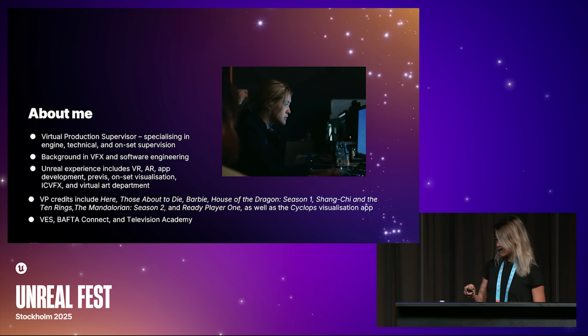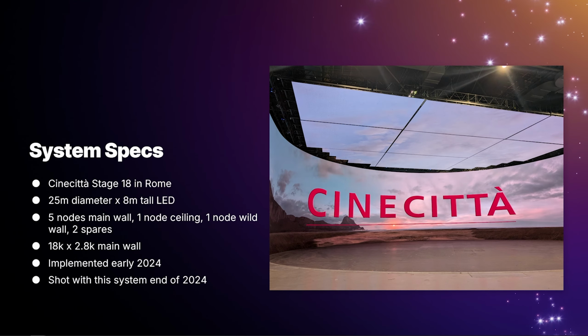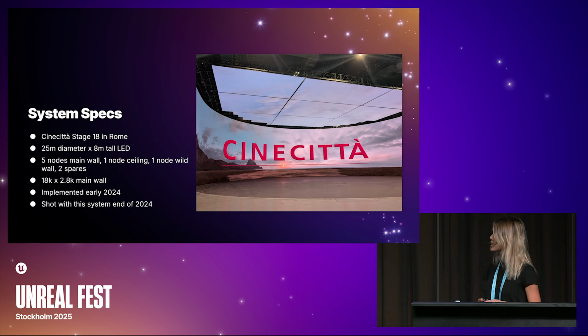So the system that we tested all of this on was the Cinecittà Stage 18 LED volume in Rome. It's quite a big volume. It's 25 meters diameter with 8 meters tall, and it's got 5 nodes for the main wall, 1 node for the ceiling, and then a wild wall. And then we had spares as well. So it's quite high resolution, it's 18K total for the width of the main wall.